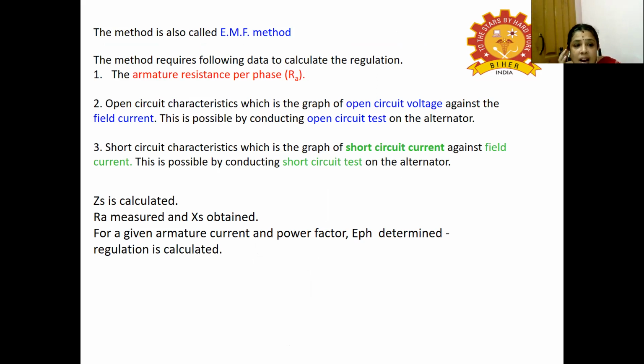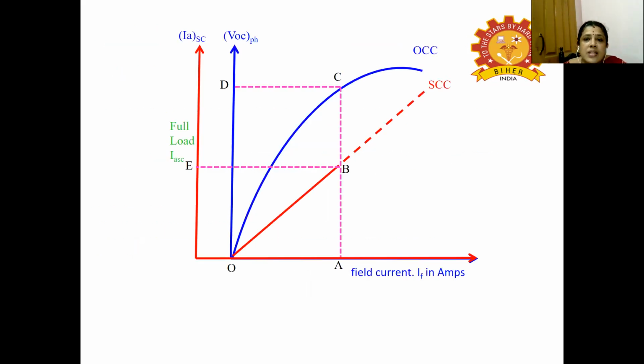ZS is calculated, RA is measured, and XS is obtained from the given armature current and power factor. EPH is determined and regulation is calculated. So this is the open circuit, and this is the short circuit. Here we are going to find out the ZS value from the open circuit characteristic, from the full load current.